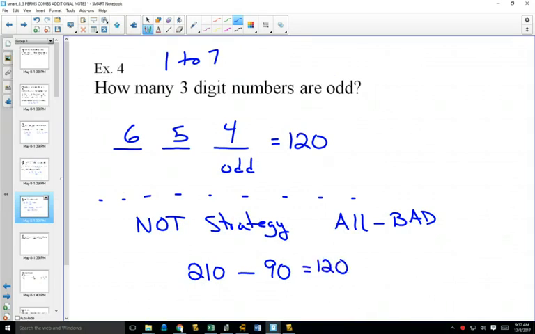you also get 120. So we're going to find out sometimes we're going to need to use this NOT strategy, especially when it's easier to count the bad ones. Then you're going to use the NOT strategy and say, I can count them all, I can count the bad ones, and what I'm left with is all the good ones.